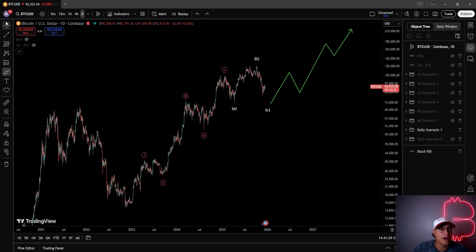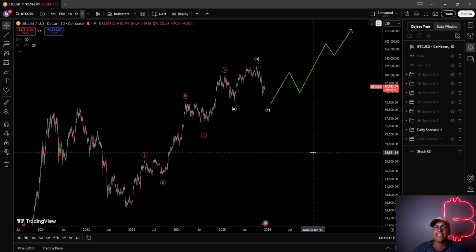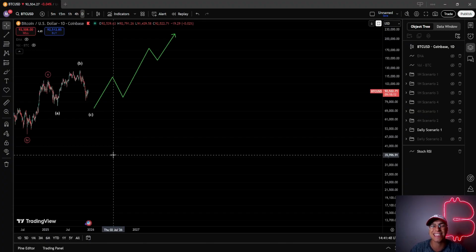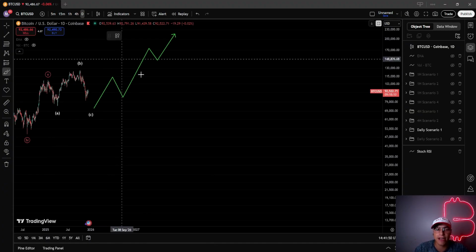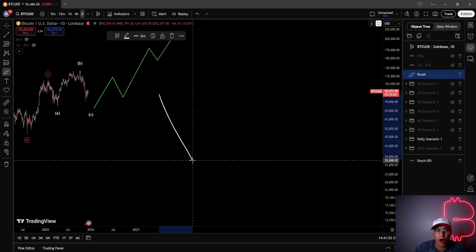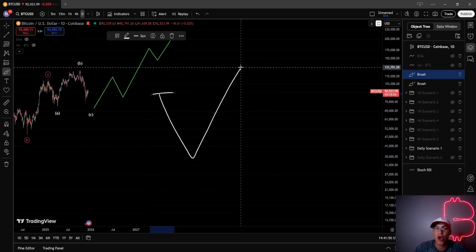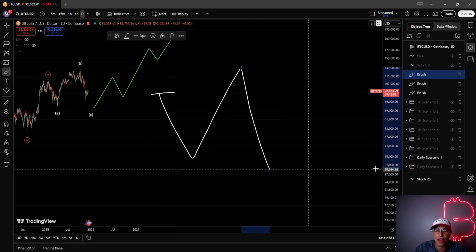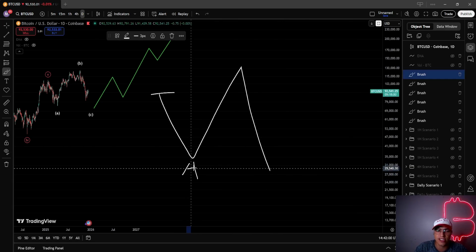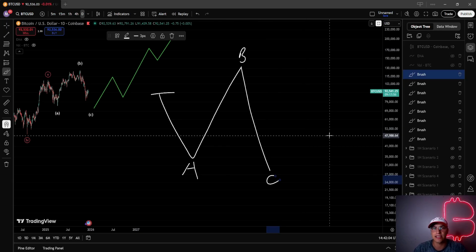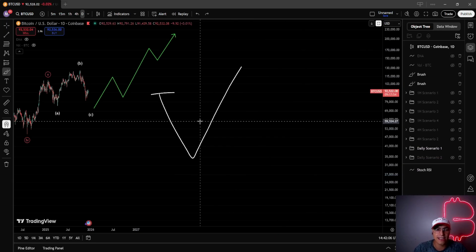Now, we have a scenario where we could indeed have a flat structure on the daily time frame. What is a flat structure? This is an expanded flat. An expanded flat is where we move down in wave A, take the high of wave A in wave B, and then take the low in wave C. So you can see here an A, B, and a wave C. That is what we could be looking at here on the chart.